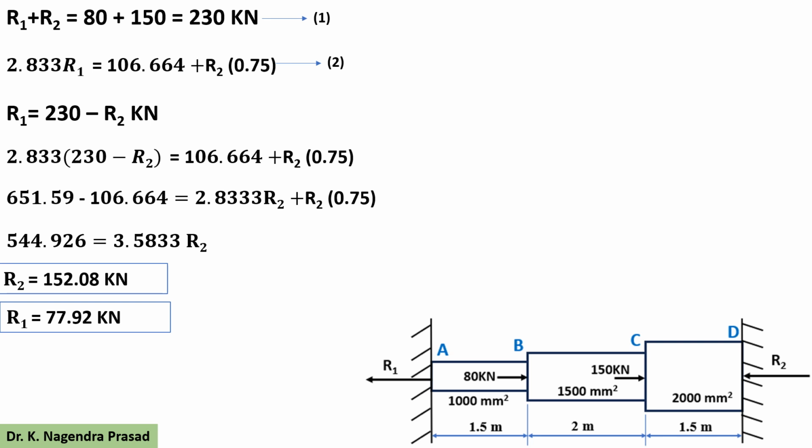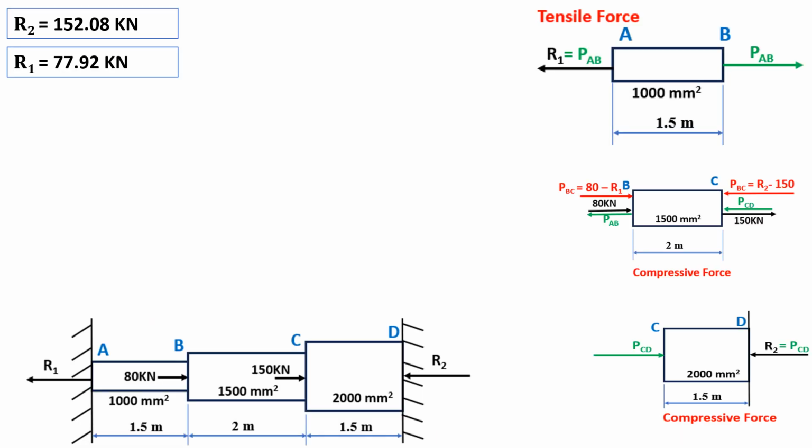We will get the R1 value, that is R1 equal to 230 minus 152.08, which is equal to 77.92 kilonewton. We got the R1 and R2 values. Next we will calculate the forces acting on each portion of the bar, that is PAB, PBC and PCD. So PAB equal to R1, which is 77.92 kilonewton.